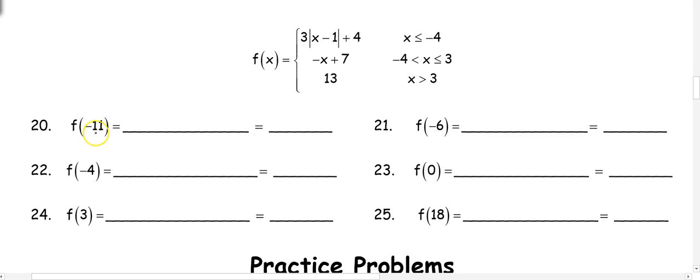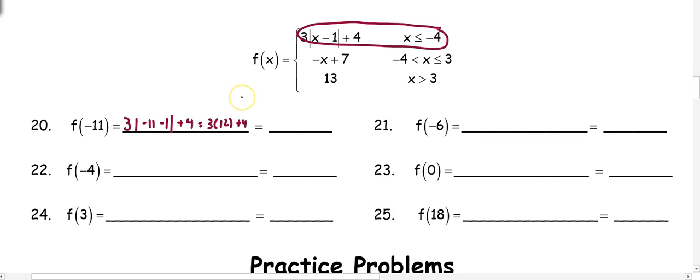So the first value we have is f of -11. Well, -11 is less than -4, so we're going to use the first equation. So in that equation, we have 3 times the absolute value of -11 minus 1 plus 4. Well, -11 minus 1 is -12. The absolute value, that is +12. We have 3 times 12 plus 4. 3 times 12 is 36, plus 4 gets us 40.